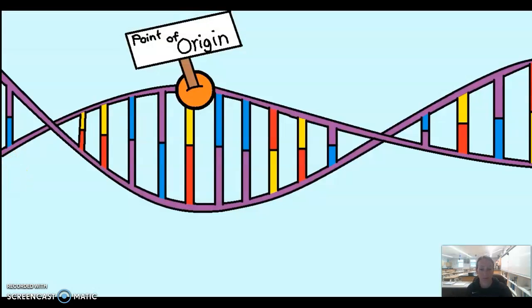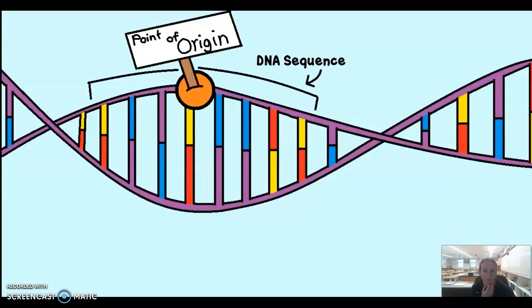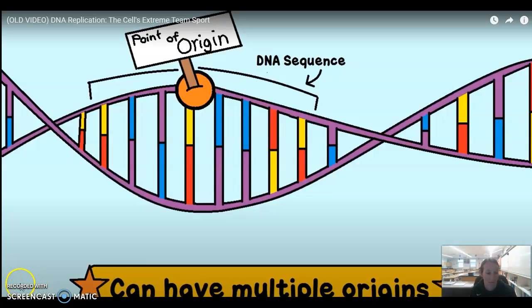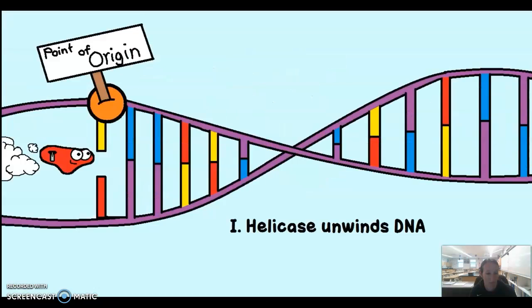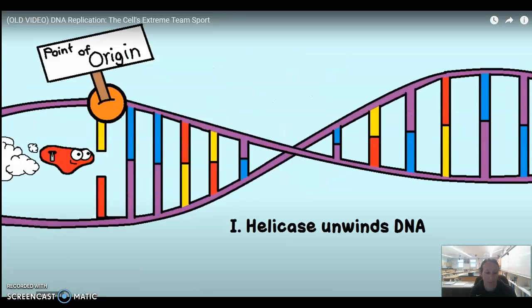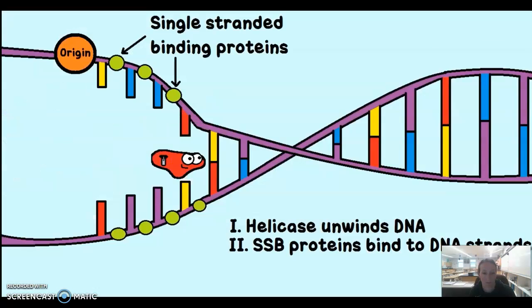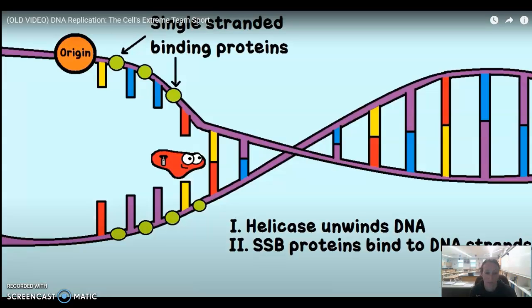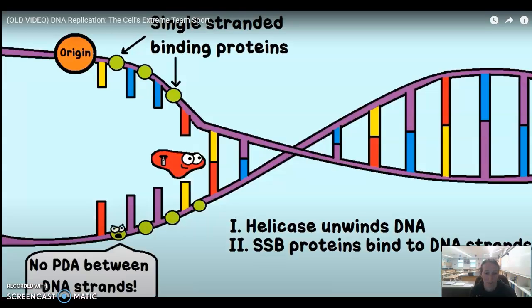DNA replication starts at a certain part called the origin. Usually this part is identified by certain DNA sequences. There can be multiple origins within the DNA. At the origin, helicase, the unzipping enzyme, comes in and unzips the DNA. SSB proteins, that stands for single-stranded binding proteins, bind to the DNA strands and they keep them separated.